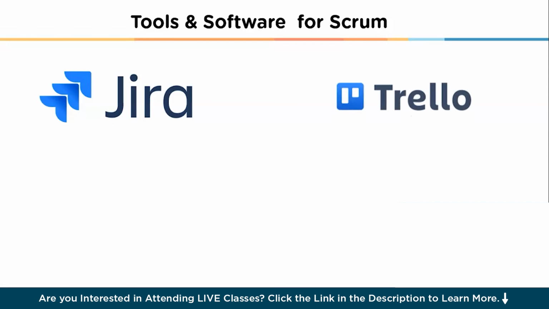The next one we have over here is Trello. Trello is a flexible, user-friendly tool that uses boards, lists, and cards to organize tasks. It's well suited for Scrum teams, allowing them to create and manage backlogs, plan sprints, and track progress. Trello's simplicity and visual nature make it easy to use, especially for smaller teams or projects.